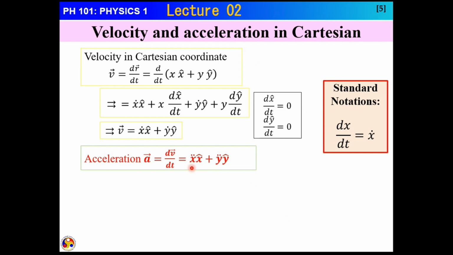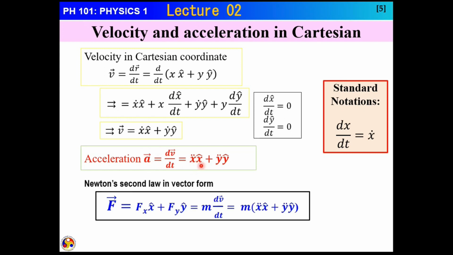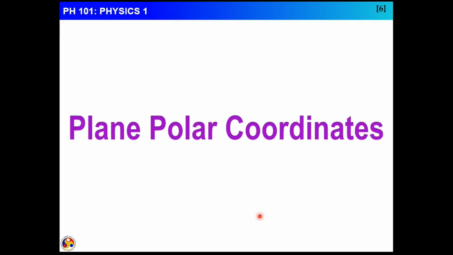Again, this is a very simple and well-known thing that for acceleration, we have two components of the acceleration. One is along x direction, another is along y direction. So Newton's second law in the vector form, if we want to write, the force is a vector quantity, we can write this vector quantity component wise. So the x component plus y component, and then we end up with this result.